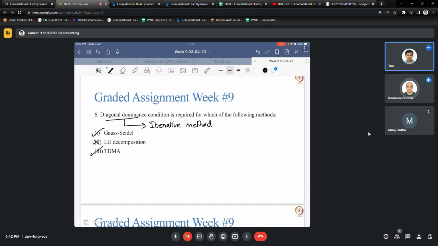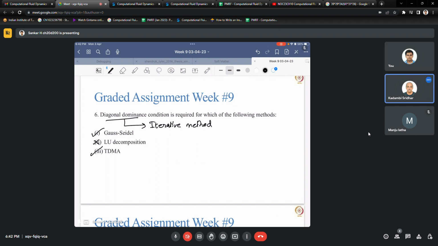Your lecture also says it's required. I couldn't figure out why. Actually, TDMA is just a special method of Gauss elimination. So why does it require diagonal dominance? I didn't get it. That's a good thought. Actually, it shouldn't be a condition for TDMA. I'll check with Professor Srinivas Jayanti and get back to you, because this statement is in fact quite confusing since TDMA is not an iterative method.